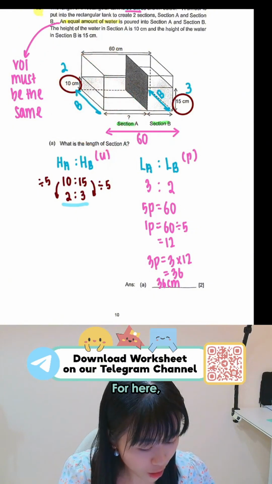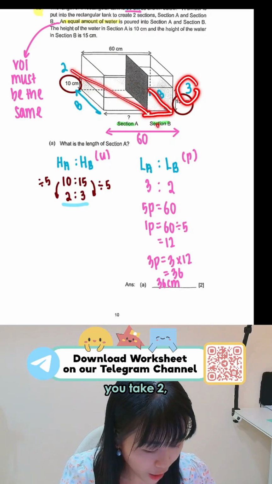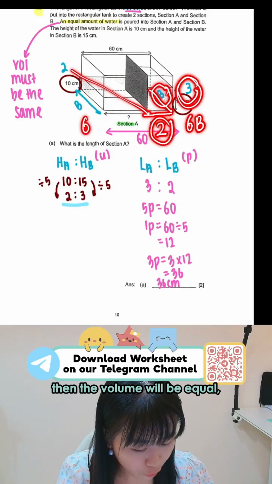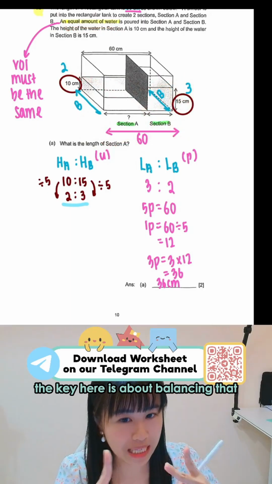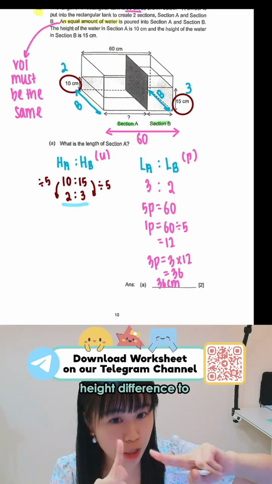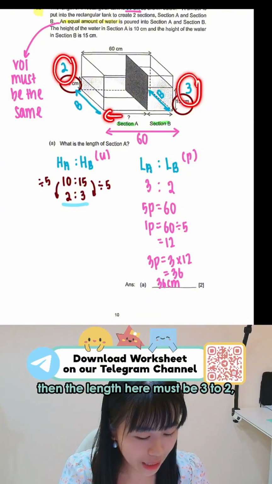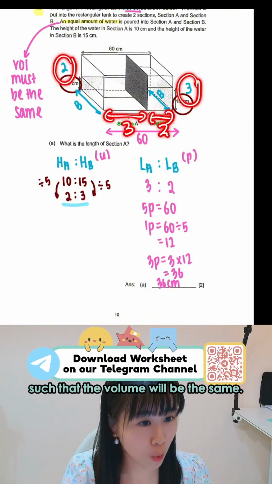Okay? For here, 3 times B times, just now I said balance out, you take a 2, right? 3 times B times 2, it will give you a 6B. Then the volume will be equal amount of water. So the key here is about balancing that height difference to become that length difference. So if the height difference here is 2 to 3, then the length here must be 3 to 2. It must balance out such that the volume will be the same.